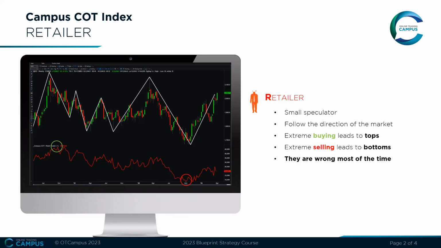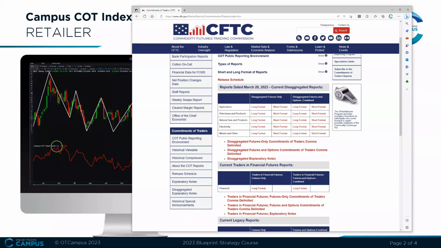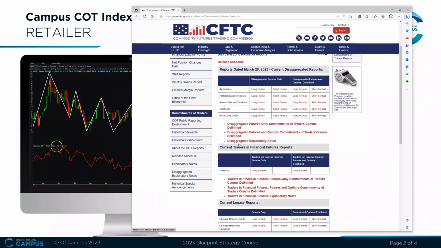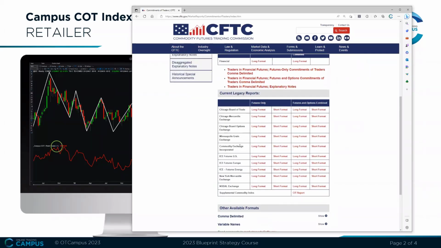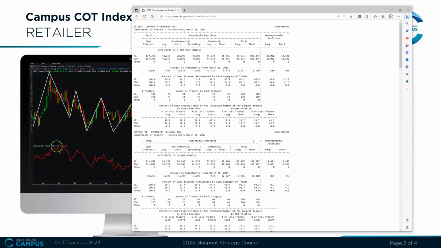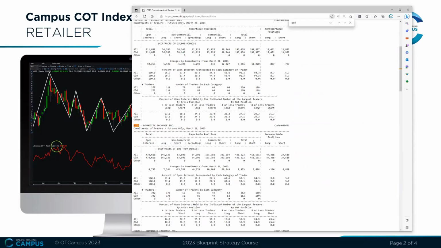So who are the retailers? Well, I can give you a very technical explanation for that. And the technical explanation is very important as well. And I'll tell you why in just a second. Let's go to our CFTC website and let's just get our futures only reports for, let's say, the commodity exchanges. And let's look at gold, because gold is what is open here as well.